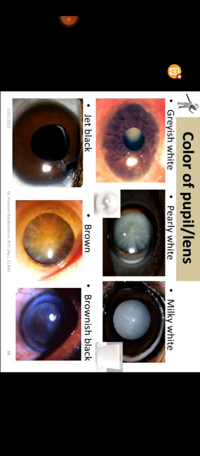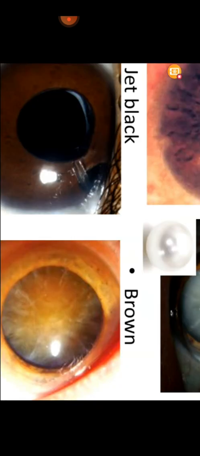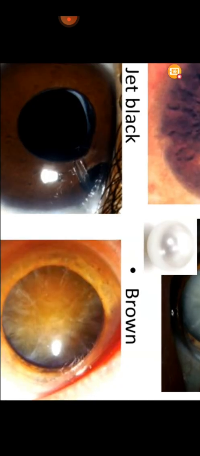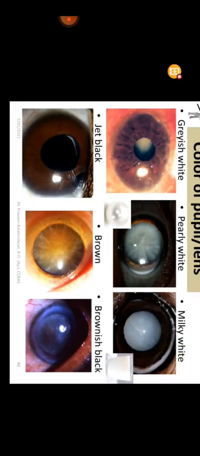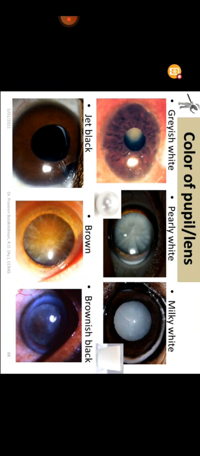Okay. And then the color of the lens. This is very important. Usually the lens is transparent, and then you can see a grayish white color of the lens, or a pearly white color of the lens. Pearly white color is seen in mature cataract, and milky white you can also see in mature cataract. You can see a jet black pupil. See how it is, jet black pupil in aphakia. You can see brownish or blackish colors, both of them in cataract.